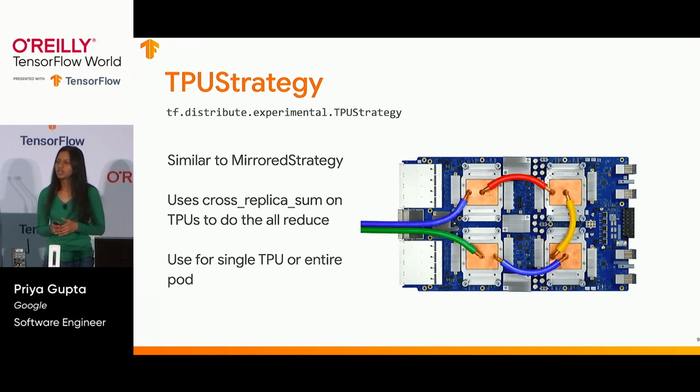You can use this API to scale your training to a single TPU or a slice of a pod or a full pod as well. And if you want to try out TPU strategy, you can try it with TensorFlow nightlies, or you can wait for the 2.1 stable release for this as well.